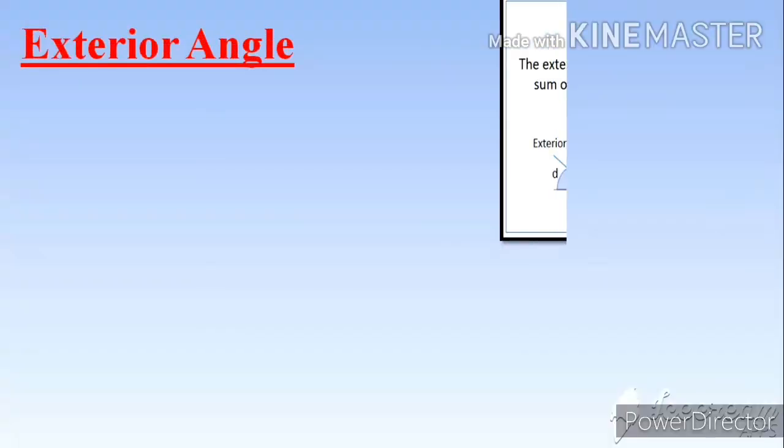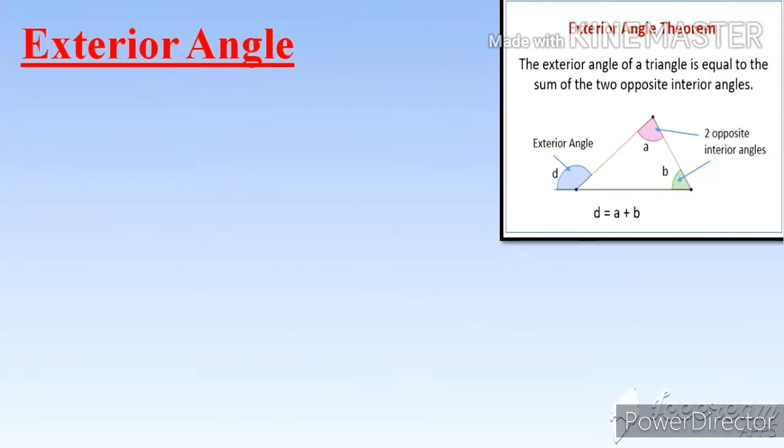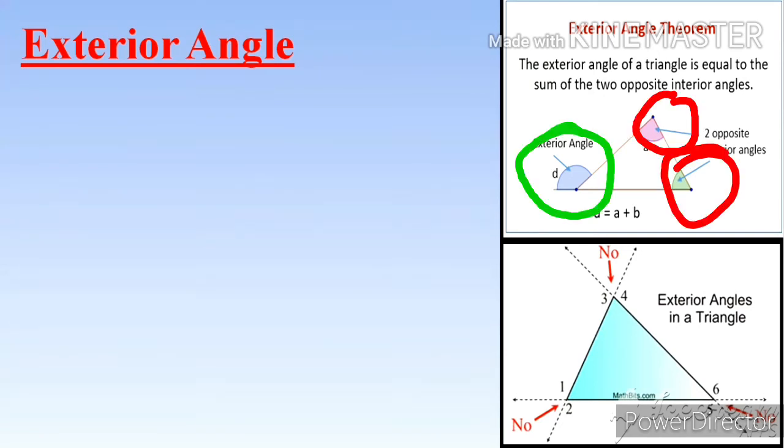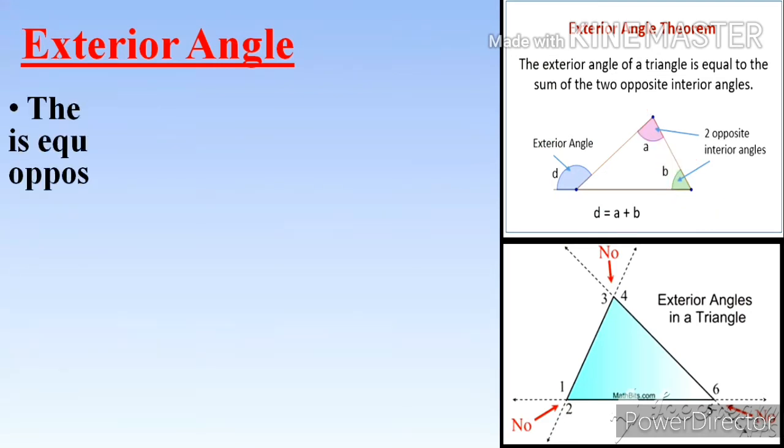Now students, some important points about the exterior angle. If you see the figure, the exterior angle of a triangle is equal to the sum of the two opposite interior angles. The theorem we have seen now. So here the exterior angle is given as D and the remote interior angles are given as A and B. So the addition of remote interior angles means A plus B equals D.